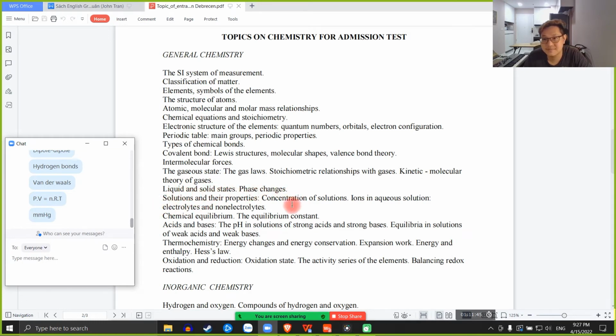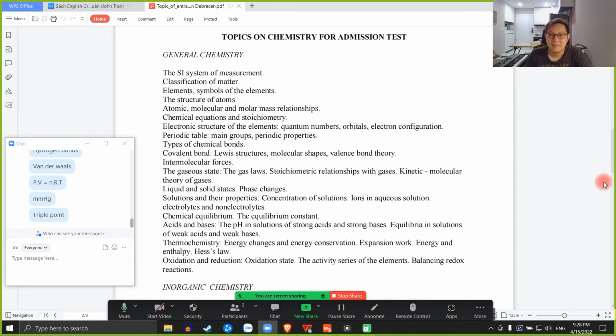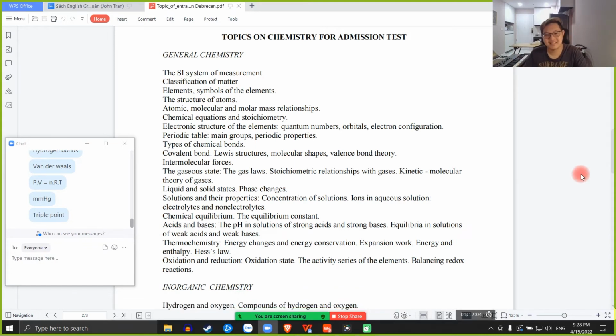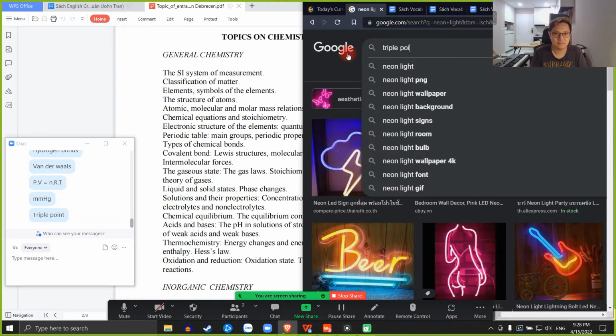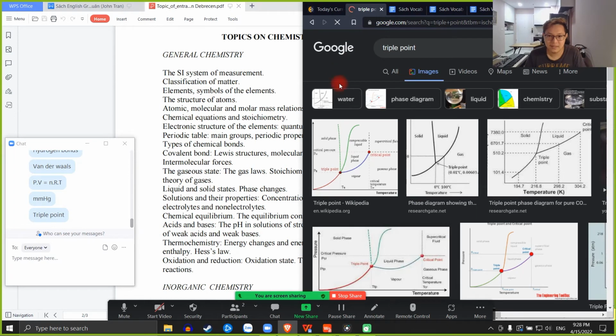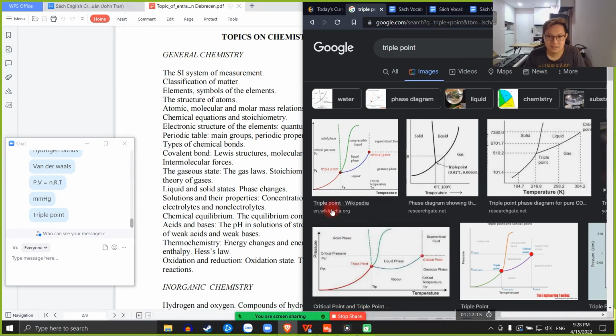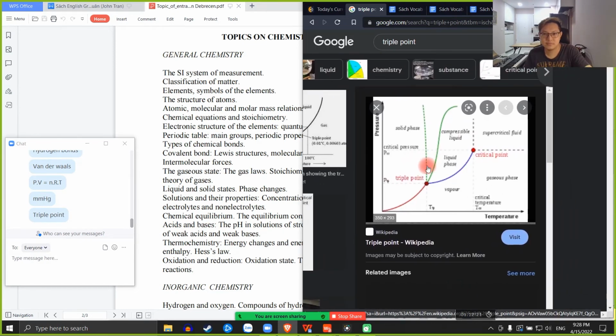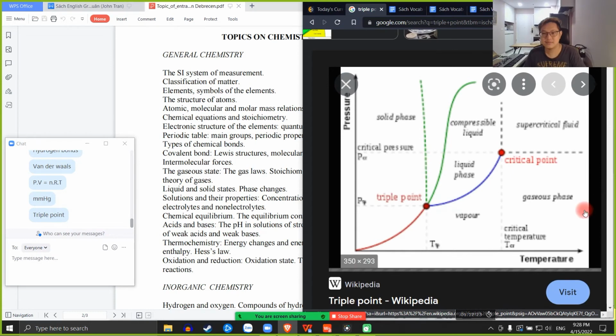Do you know the phase changes? Cái đầu thầy hỏi là điểm 3. You know, like the graph that has a triple point. Điểm 3, the triple point. Can you explain that? Let's look at something like this. I believe this picture is good enough. Alright, can you explain this one?